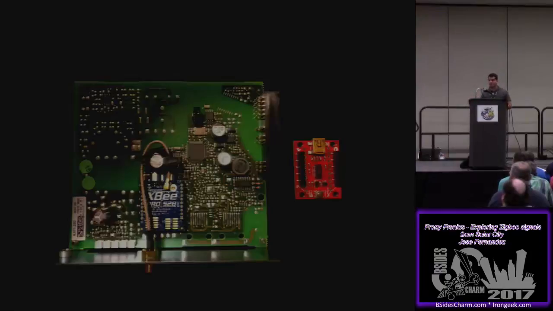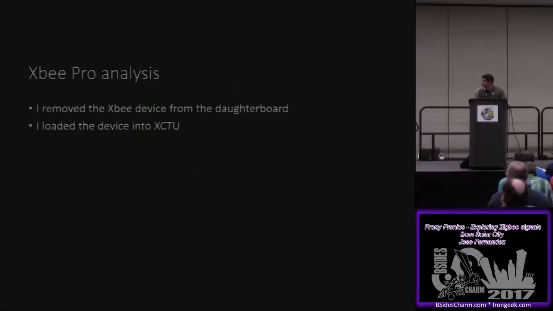So it turns out that the way it communicates from the outside inside, it's using XP Pro, right? And that chip isn't soldered in. So you can literally just pull it and put it onto that device there on the right, which is an XP Explorer. Do some analysis on that. I loaded it into a program called XCTU. Who has not heard of XCTU?